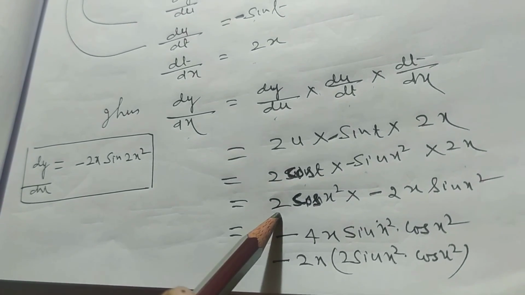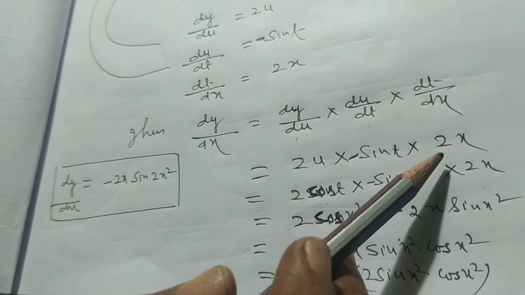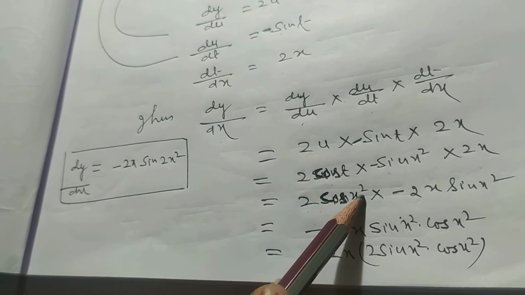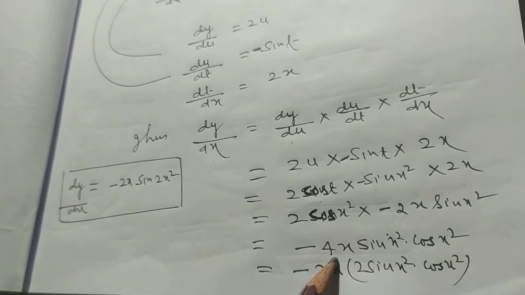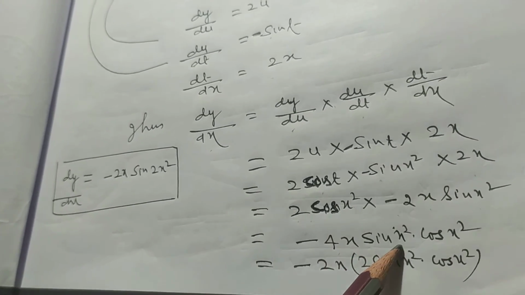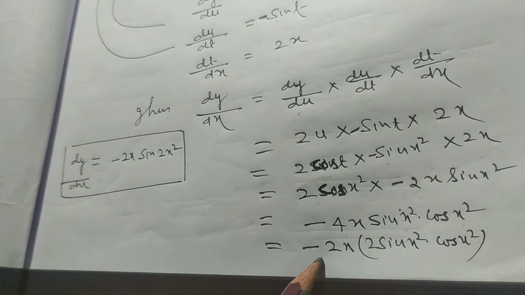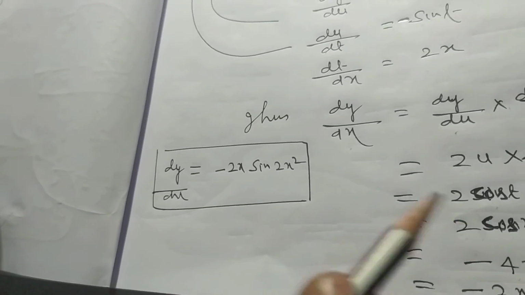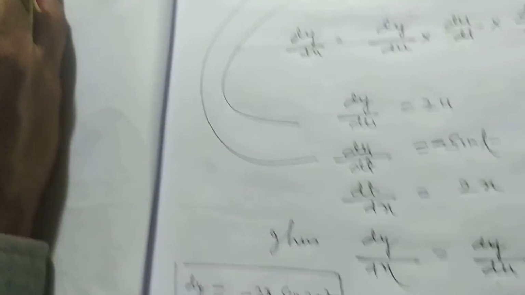So putting the value of t in terms of x, we have 2 cos of angle x square into minus 2x sine of angle x square, that is minus 4x sine of angle x square into cos of angle x square. So you write here minus 2x, 2 sine of angle x square cos of angle x square. It is minus 2x sine of angle 2x square.